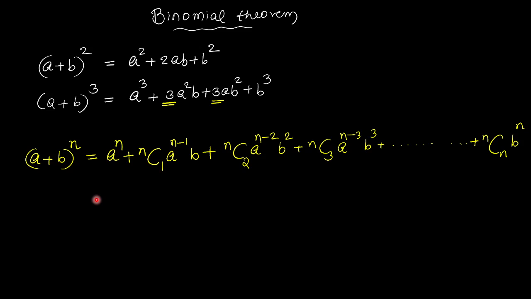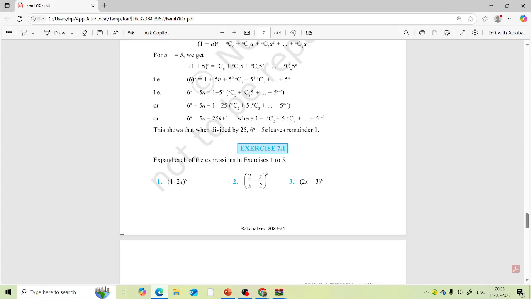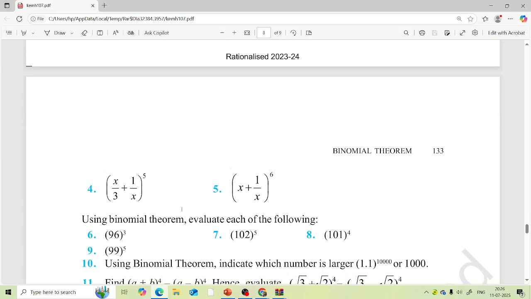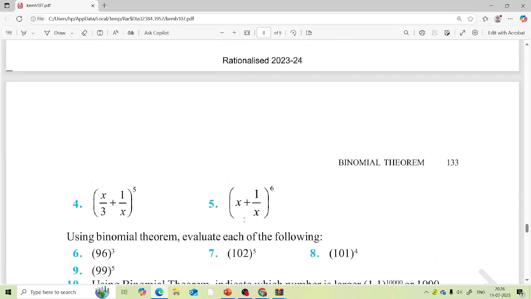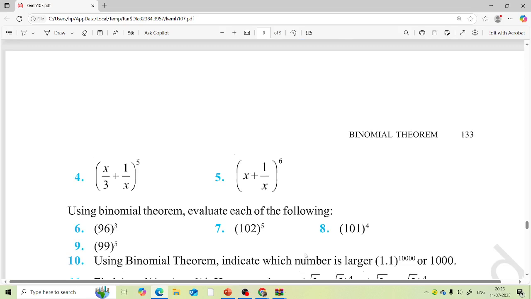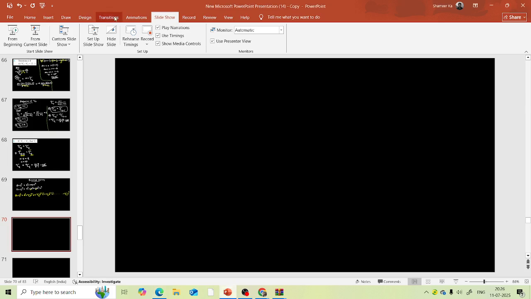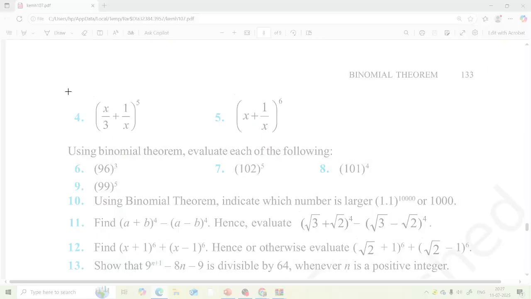Okay, it's a very small chapter. You can easily score. Only one exercise is given. Let me discuss question number 4. Okay, the question is expansion.